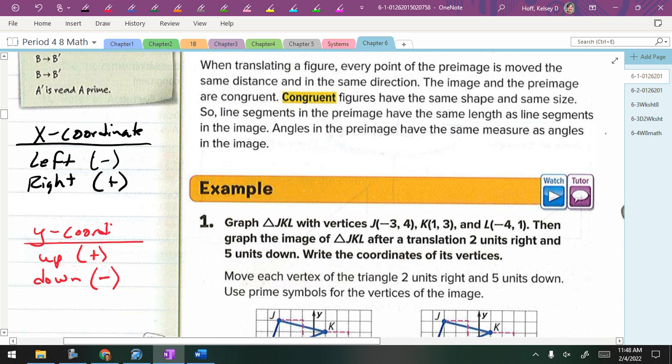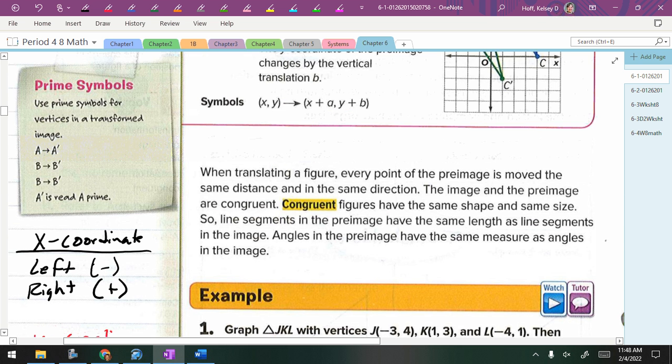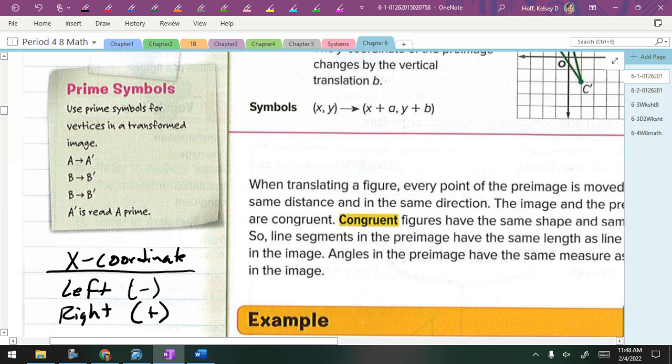Every line in the beginning and the end have the same length. All the angles in the beginning and the end are the same degrees. So your shape should look the same. This post-it talks about some notation which is really important. Some of you get lazy when it comes to labeling things or keeping things organized. And in transformations, that's going to be really difficult.